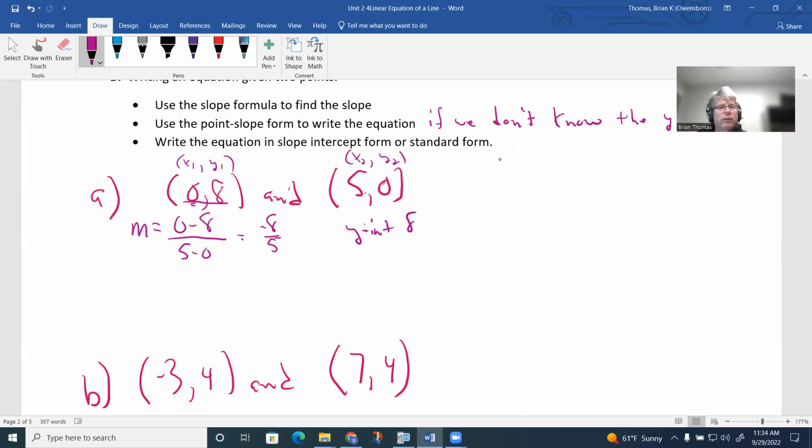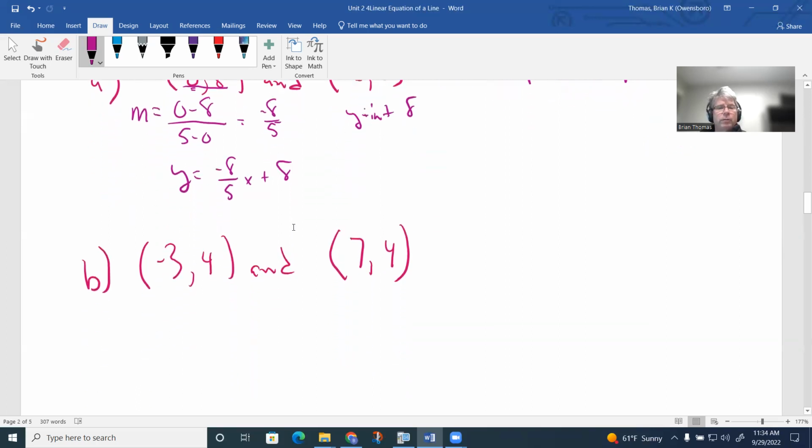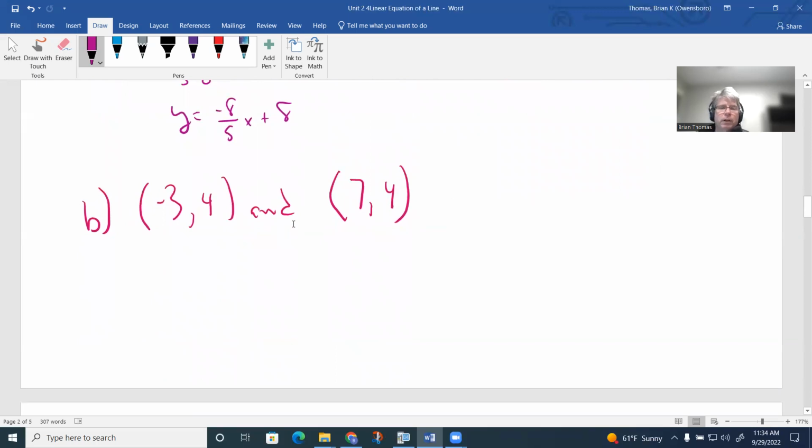So remember, if I want to go to slope intercept form, I now have y equals -8/5 x plus 8. That would be in slope intercept form. So let's just leave that one in that form. That was kind of straightforward because we knew how to find the slope using the slope formula, and the (0,8) was our y-intercept. Let's look at this one here. Let's put this one in standard form.